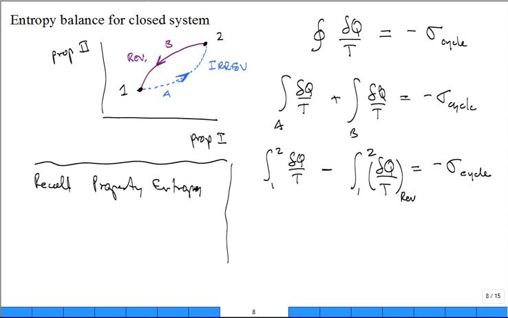What was the property entropy defined as? S2 minus S1 is equal to the integral of del Q over T internally reversible from 1 to 2. True or false? That was name calling. I didn't do it. It was done in 1865. I wasn't even born. I'm not responsible.